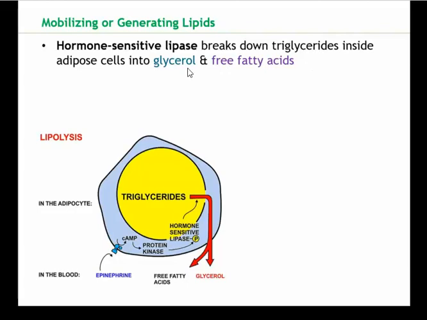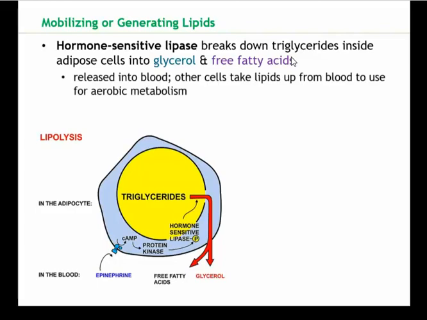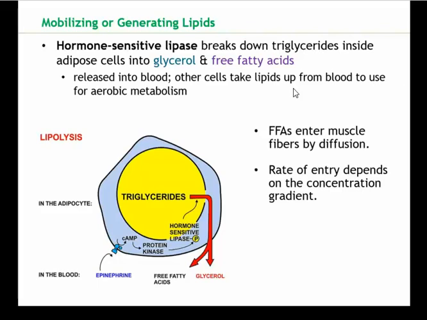We learned in chapter 2 that glycerol cannot be used by the muscle to produce ATP, but it can be sent to the liver for the Cori cycle to make more glucose, and then that can come back and be used to make energy. But free fatty acids can be used by the muscle, and they can enter into the beta oxidation process, which we'll go over on the next slide. So when hormone-sensitive lipase breaks apart triglycerides, the glycerol and the free fatty acids are released into the blood. Other cells can take up the lipids from the blood to use for aerobic metabolism. So free fatty acids enter the muscle fibers by diffusion.